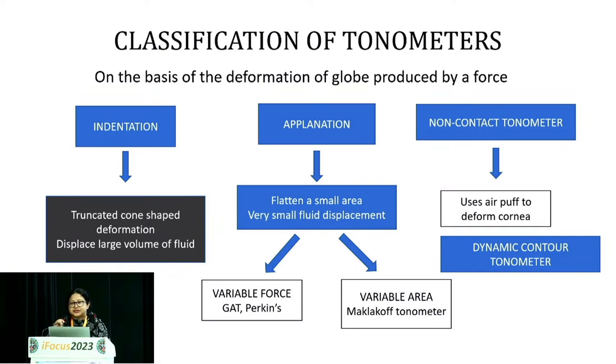Classification of tonometers is done on the basis of the deformation produced in the globe by a force. We can classify them into indentation tonometers and applanation tonometers. Indentation causes a truncated cone-shaped deformation of the eye or cornea and displaces a large volume of fluid. Applanation involves only a flattening of a small area with small fluid displacement. They can be of variable force or variable area type. Then comes the non-contact tonometer, where we do not touch the cornea, but only an air puff is needed to deform the cornea. Then there are various other types of tonometers, like the dynamic contour tonometer, the transpalpebral tonometer, and many others.